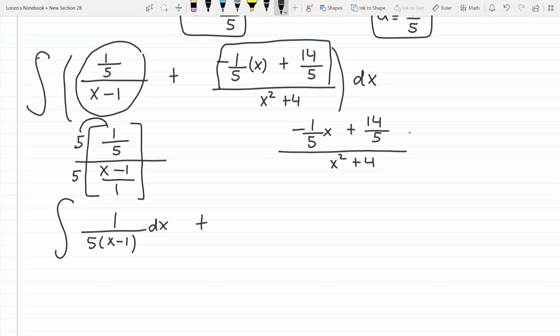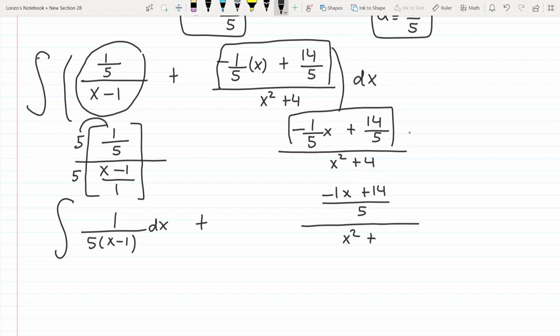And then we have to times it by dx. But let's simplify this. Since they're both in the denominator 5, you could just rewrite that as negative 1x plus 14 all over 5, because they both have a denominator 5, all over x squared plus 4. So now we have a complex fraction. This is my numerator, and this is my denominator. So what we can do is do the bracket method just like this one.